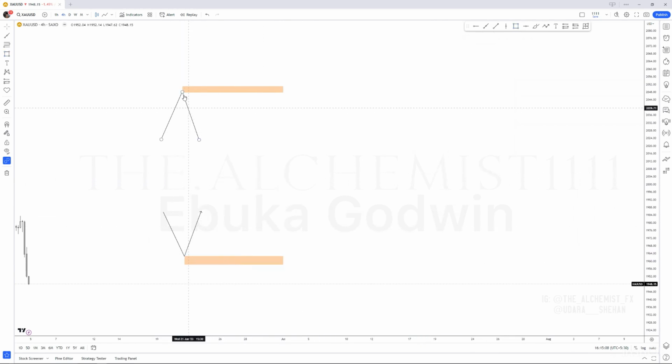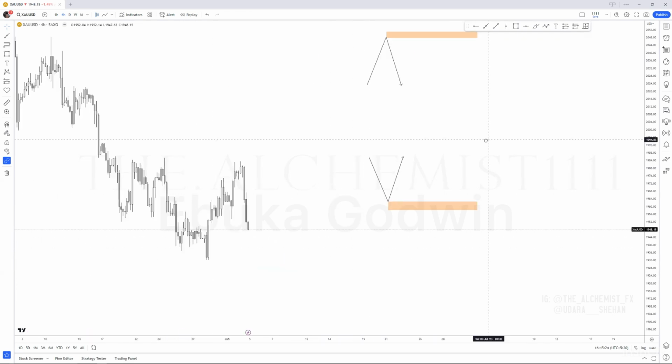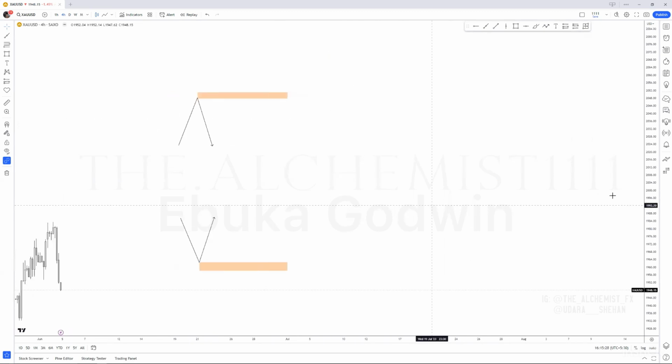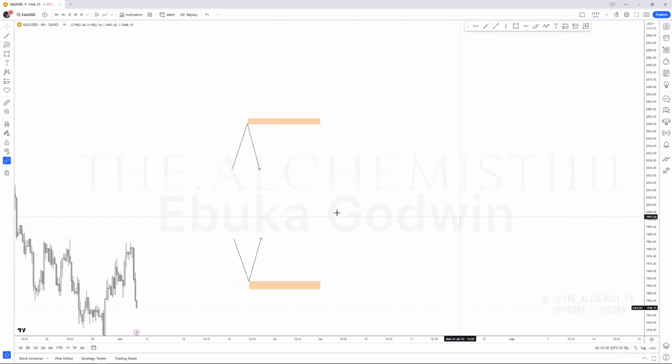Now, remember this resistance is formed when you have a bullish candle followed by a bearish candle. When we have a bearish candle followed by a bullish candle, we have a support. I'll show you examples, don't worry. Let's go through this and then I'll show you examples in the chart.